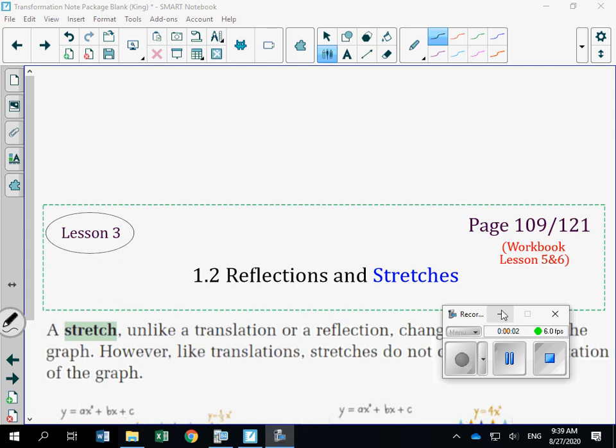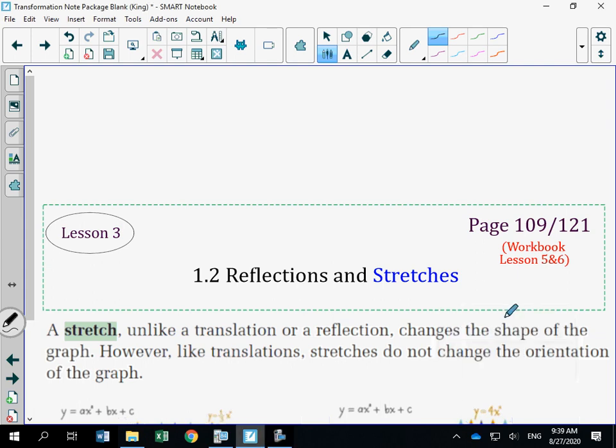Okay, we are continuing with our transformations unit and we are moving on to stretches. In the workbook, this would correspond to lessons 5 and 6, though for the lessons on stretches, I'm just going to be using my own note package. And again, I've handed out blank copies on the Google Classroom.